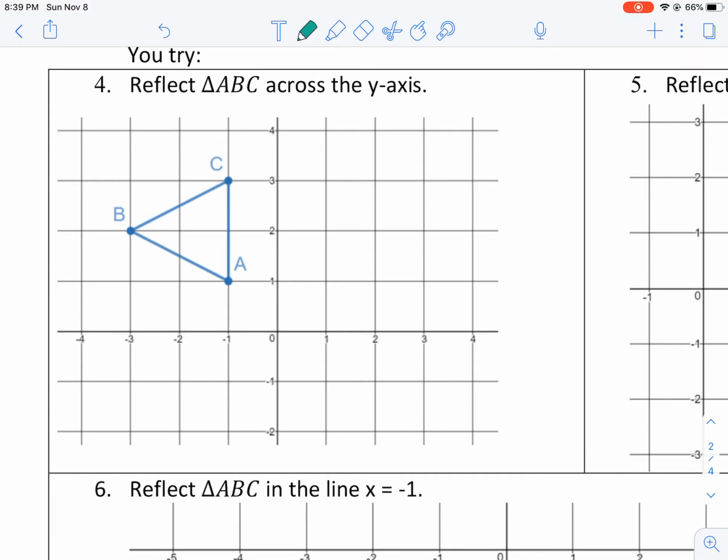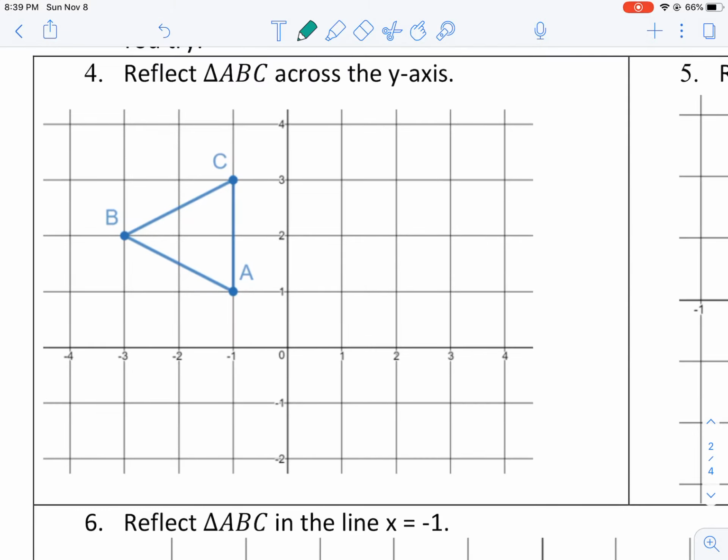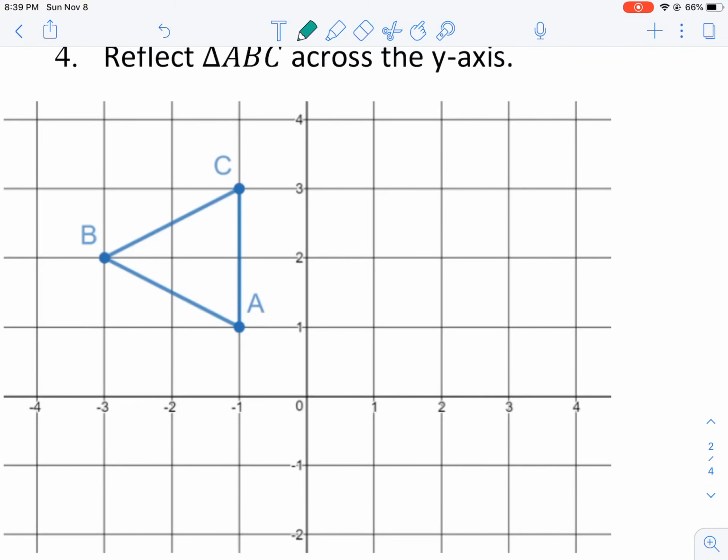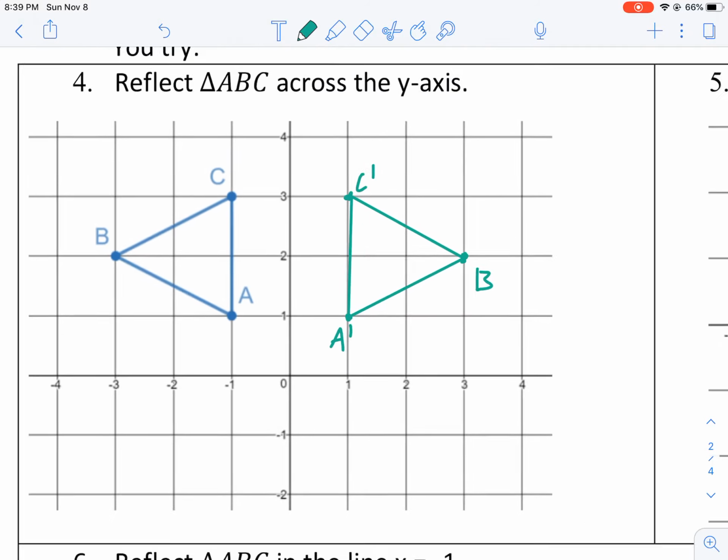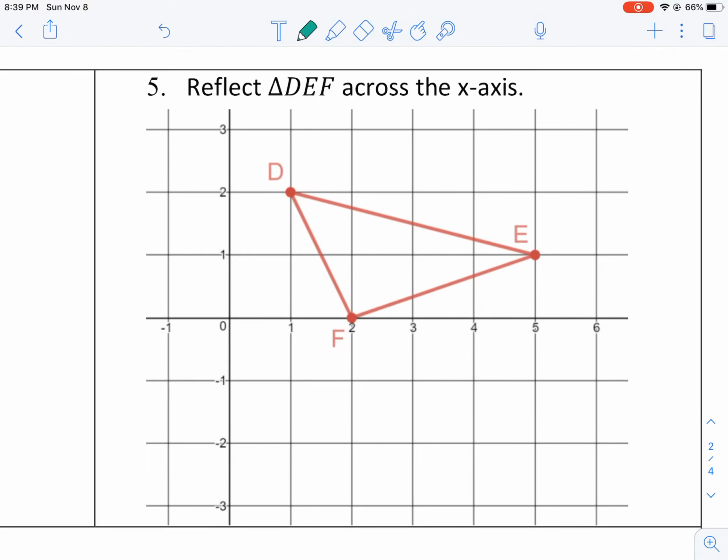I'm going to do this a little bit quickly since I already went over in detail how to do them above. So this one, we're going across the y-axis. C and A are both one coordinate away, so C prime and A prime are going to be one coordinate away. B prime, that's 3 to the left, so we're going to go 3 to the right. And there's B prime right there. And so this ends up being our triangle. Again, so D, E, F.